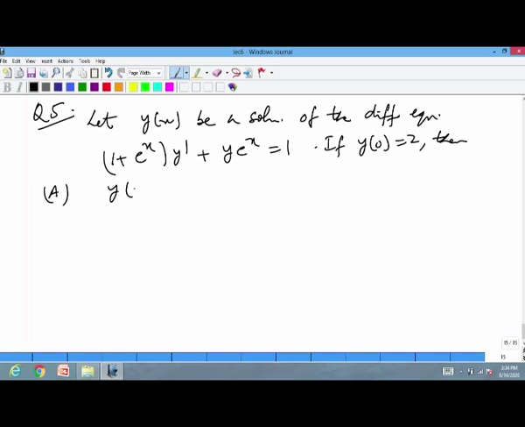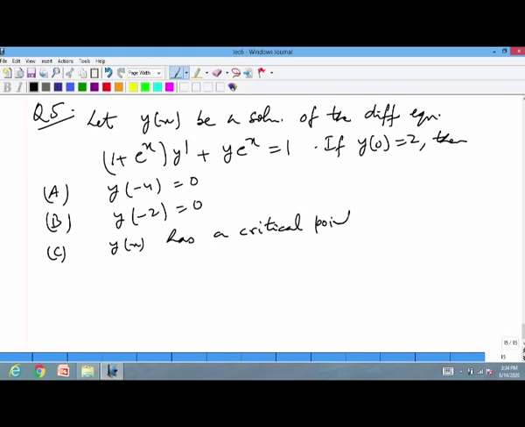A: y(-4) = 0. B: y(-2) = 0. C: y(x) has a critical point in the interval (-1, 0), and D: y(x) has no critical point in (-1, 0).